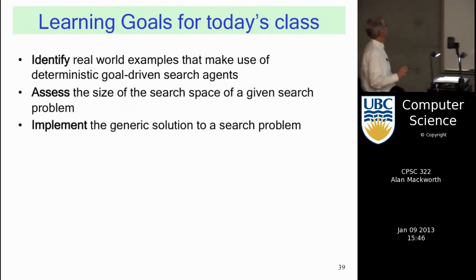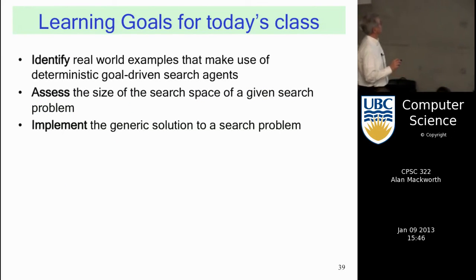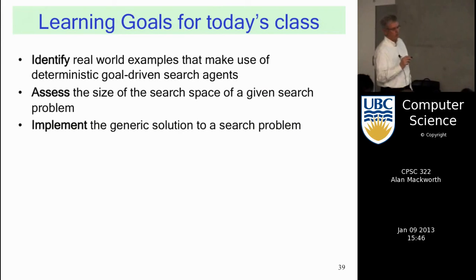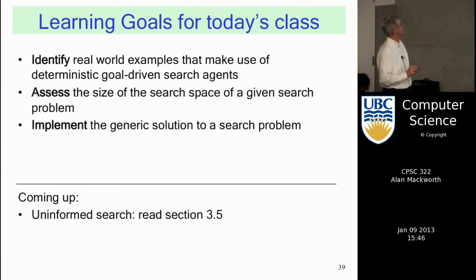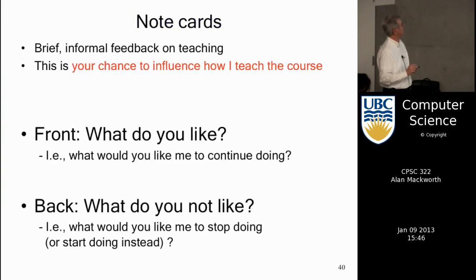because they have no knowledge of the problem that you're solving. Okay? We've identified these learning goals, which we talk about in Connect. We put these in there. This is what you should know. This allows you to test yourself. Do I know how to identify real-world examples, assess the size of the search space, implement the generic solution to the search problem? You should be able to do all those things. And this is what we're going to do next.